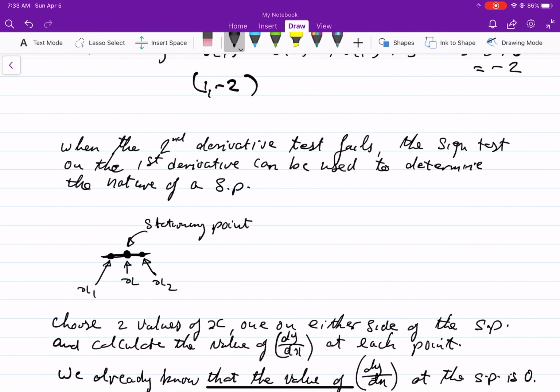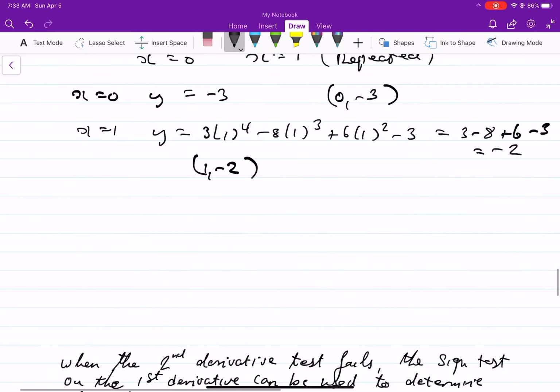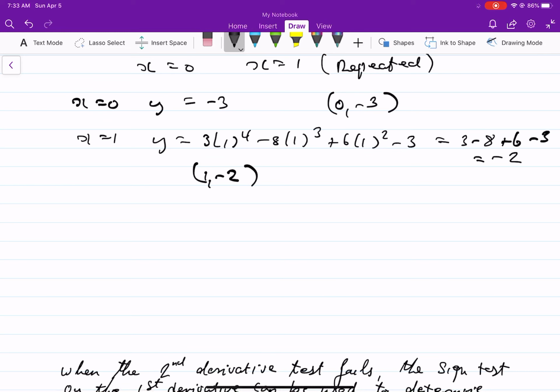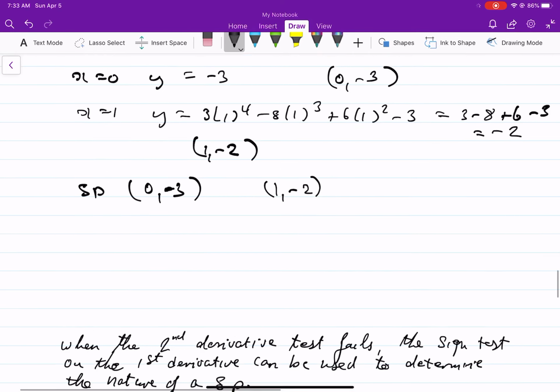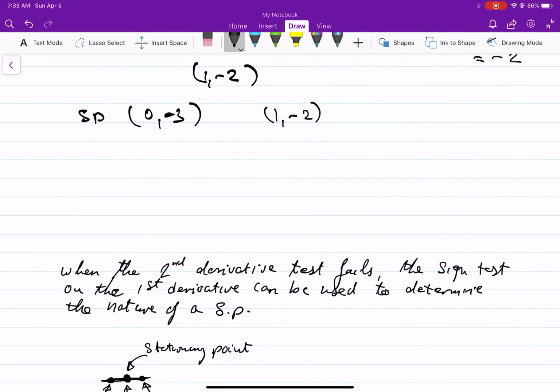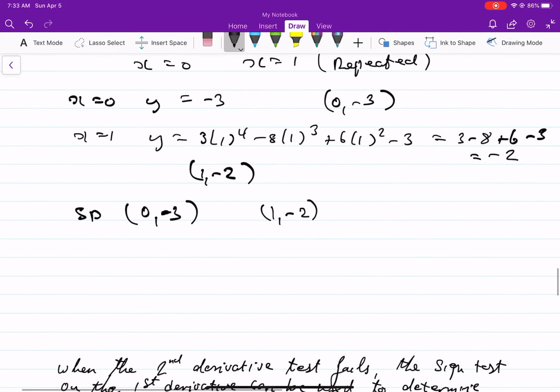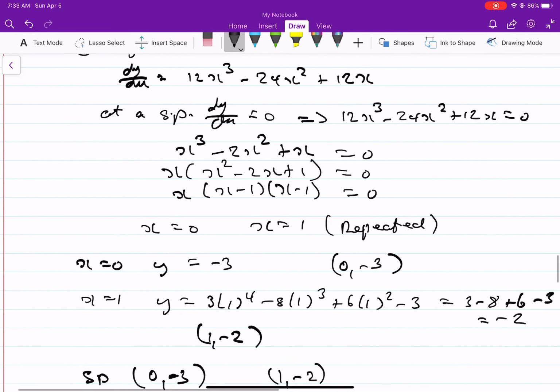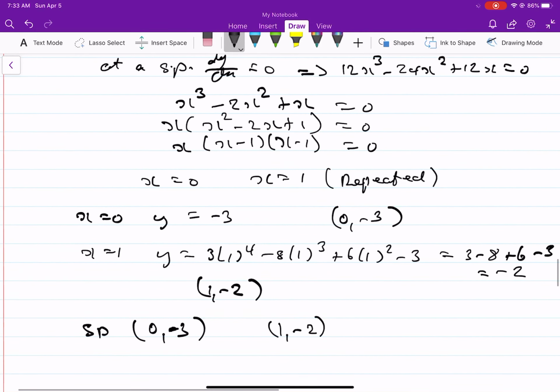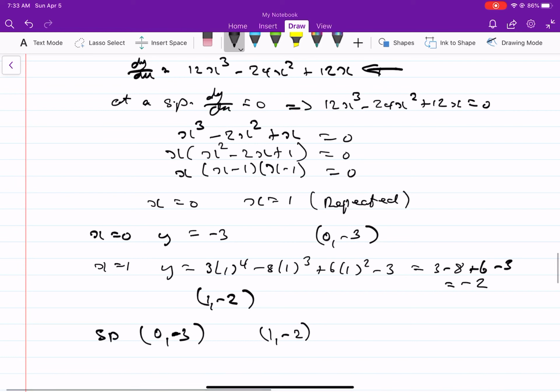At this point, I know I have two stationary points. One has coordinates 0 and minus 3, and the other has coordinates 1 and minus 2. I need to investigate what type of stationary points I have. So I'll go back up to the original first derivative and differentiate that to get the second derivative.